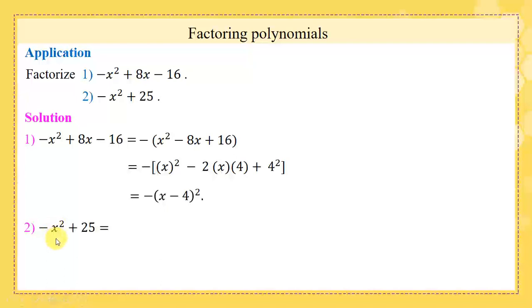Here we have negative x squared plus 25, which is a binomial. When we change the sign and put a negative sign outside, we get x squared minus 25, which is a squared minus b squared, where a is x and b is 5. So the answer by using the third remarkable identity is negative (x minus 5) times (x plus 5).